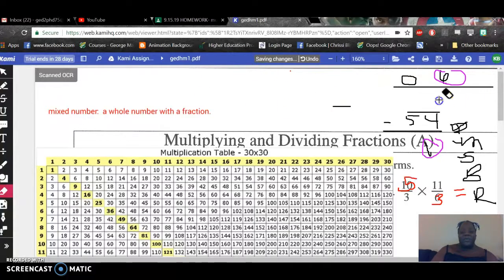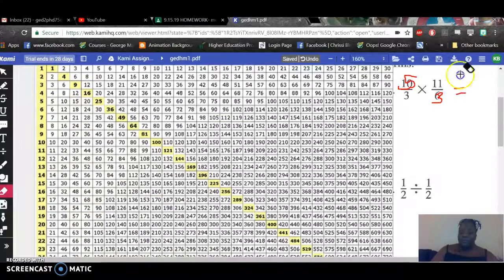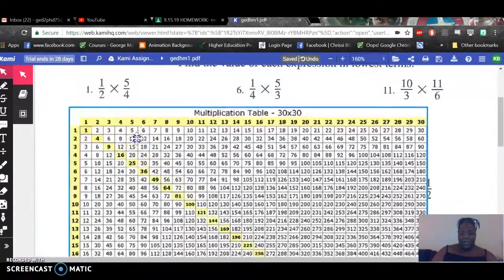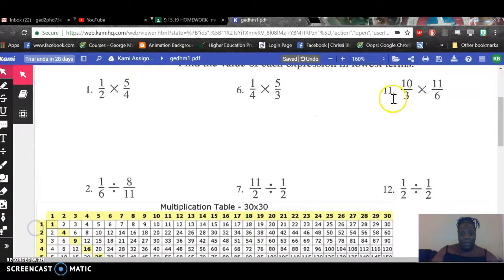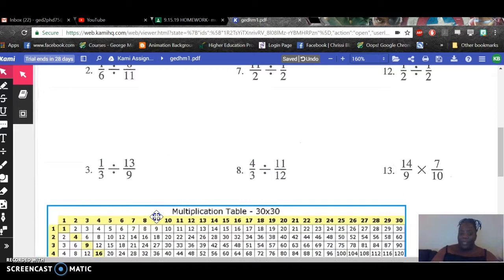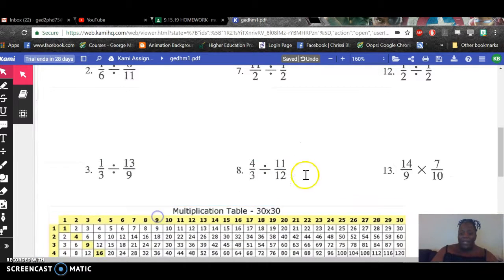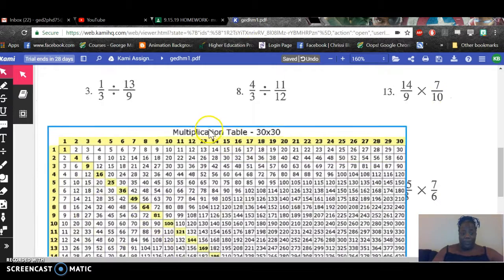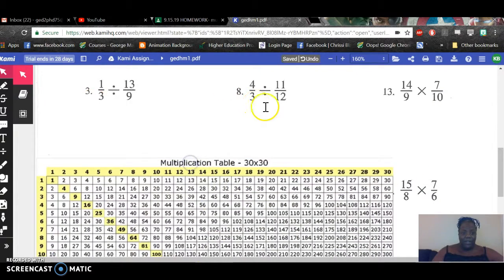Erasing all of this, get out of the way. There we go. And bring down my multiplication chart. Look at that. Our next row is division. I'm skipping over division real quick and just doing the multiplication. Then I'm going to come back and do the division. That might be in the next video, depending on how much time I have in this one. So now I'm going to skip to the next multiplication problem, which is number 13.